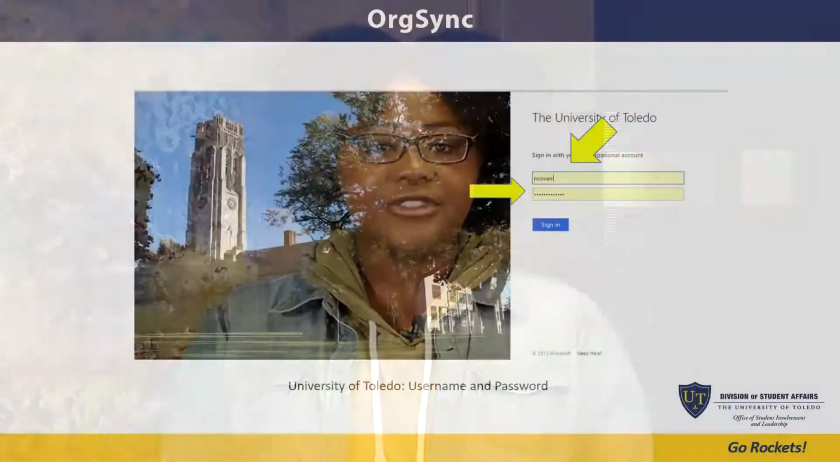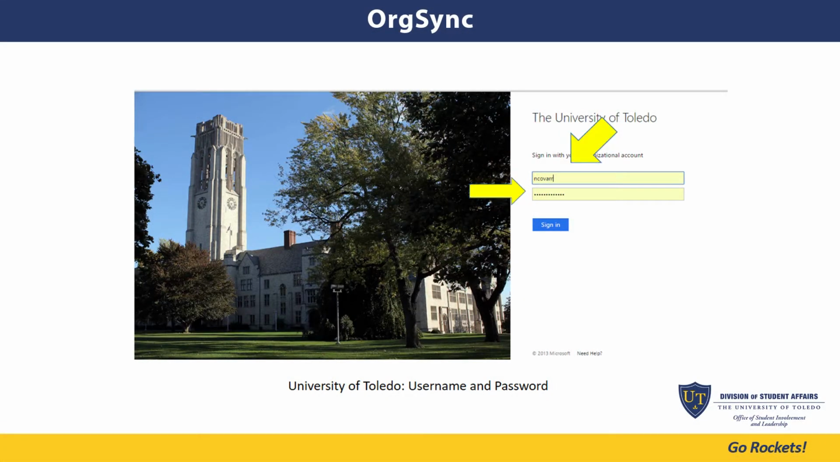If this is your first time logging into OrgSync, you may not come across this screen directly, but to a screen where you will need to find your respective university, which should be the University of Toledo. After you've selected your correct school, you will be directed to this screen and need to log in with your UT username and password.